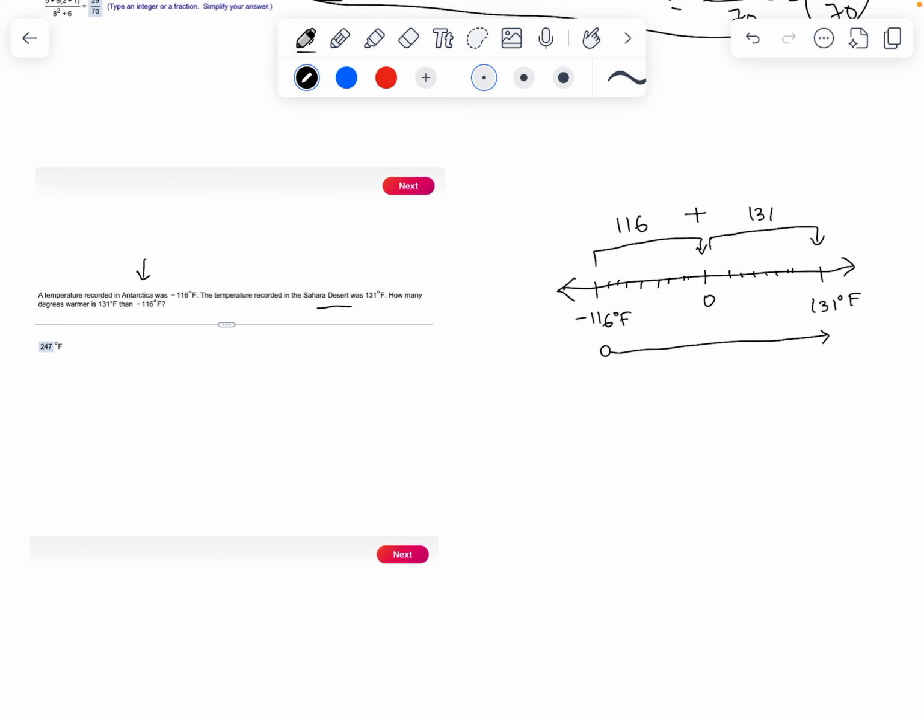So that means if we add these two, we're gonna get 247. So that means to go from negative 116 degrees Fahrenheit to 131 degrees Fahrenheit, you have to go up by 247 degrees Fahrenheit warmer.